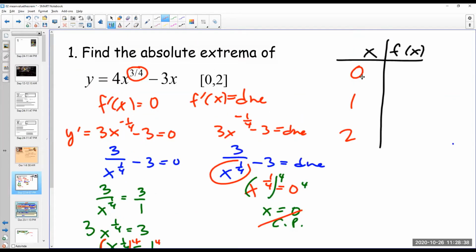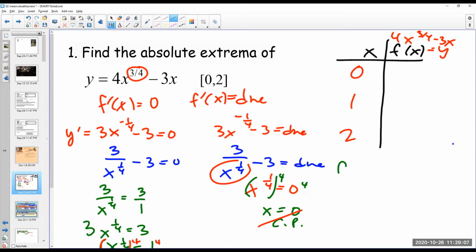All right, so let's go ahead and stick it in our candidates test. First I'm going to plug in 0. So what's f of 0? Now here's a question. Do I plug in 0 into f, or do I plug in 0 into f prime? Into f. So be very careful, guys. This over here is your f or your y, and that's equal to 4x to the 3/4 minus 3x. Don't plug it into f prime, because you're going to get something totally different. Sometimes you'll get 0, sometimes you'll get d and e, and sometimes you'll get something totally weird.